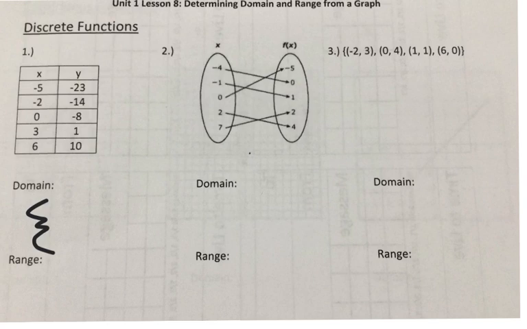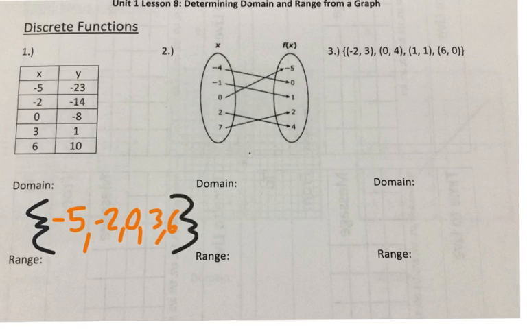When we list the domain, they need to be in order from least to greatest. So what is the smallest element in the domain? -5. What's next? 0. Next, 3. Next, 6. That's my domain. So when you list the domain of a discrete function, you literally list all the x's. Just list them, because it's countable.